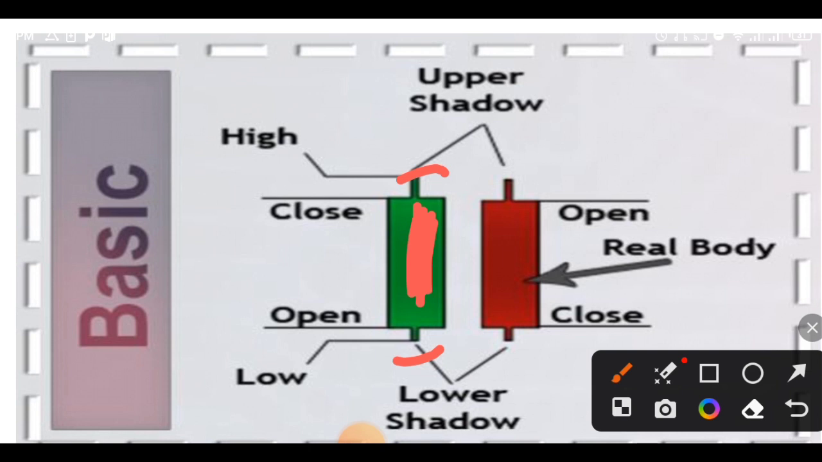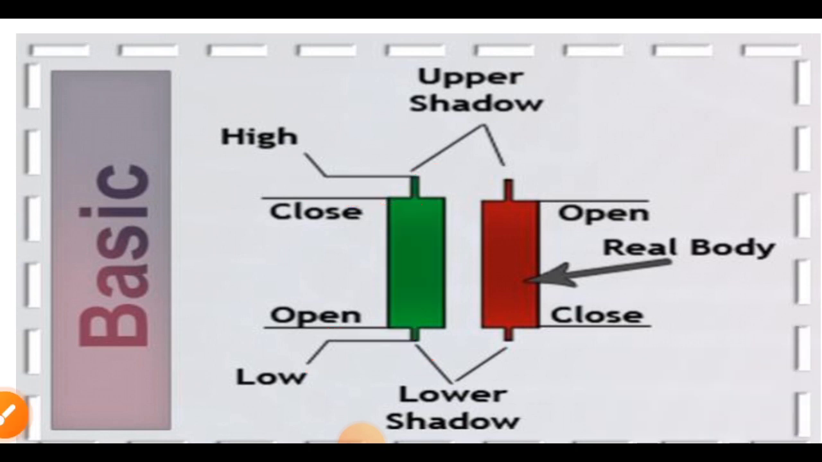Some candles don't have a body. You see them with only wick. Okay, so this is the body of the candle, and this is the close, and this is the open of the candle, and this is the high, and this is the low for a bullish candlestick, right?